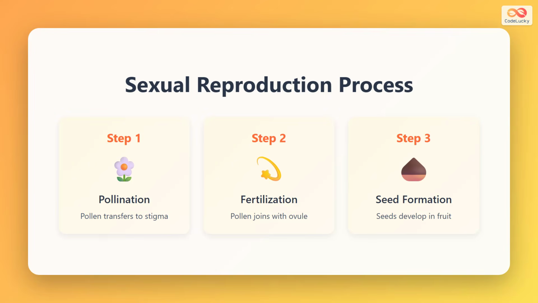Sexual reproduction follows three main steps. First, pollination occurs when pollen grains are transferred to the stigma of a flower. This transfer can happen through wind, insects, birds, or other animals. Second, fertilization takes place when the pollen joins with the ovule inside the flower. Finally, seed formation begins as the fertilized ovule develops into a seed, often protected inside a fruit. These seeds can then grow into entirely new plants.